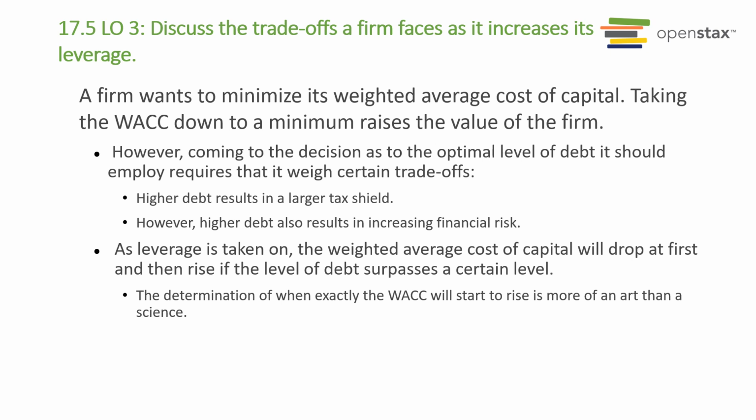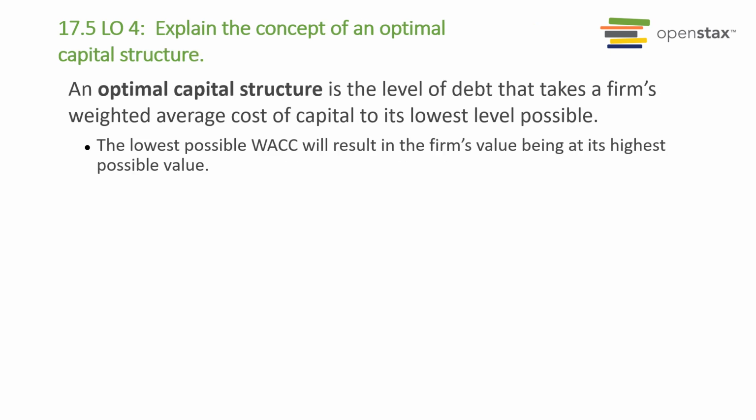However, coming to the decision as to the optimal level of debt it should employ requires that it weighs certain trade-offs. Higher debt results in a larger tax shield. However, higher debt also results in increasing financial risk. As leverage is taken on, the WACC will drop at first and then rise if the level of debt surpasses a certain level. The determination of when exactly the WACC will start to rise is more of an art than a science.